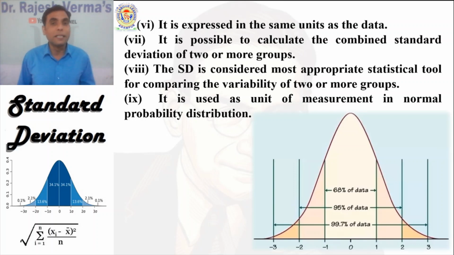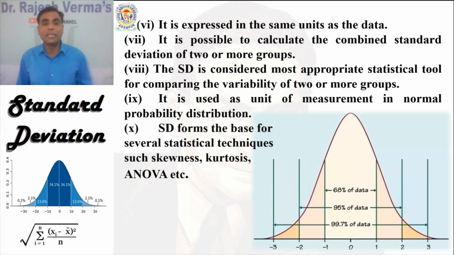So these are nine characteristics and one more characteristic, that is the tenth. Standard deviation forms the base for several statistical techniques such as skewness, kurtosis or ANOVA. ANOVA, you know, is a very basic analysis of variance technique, and this basic technique purely depends upon the standard deviation.